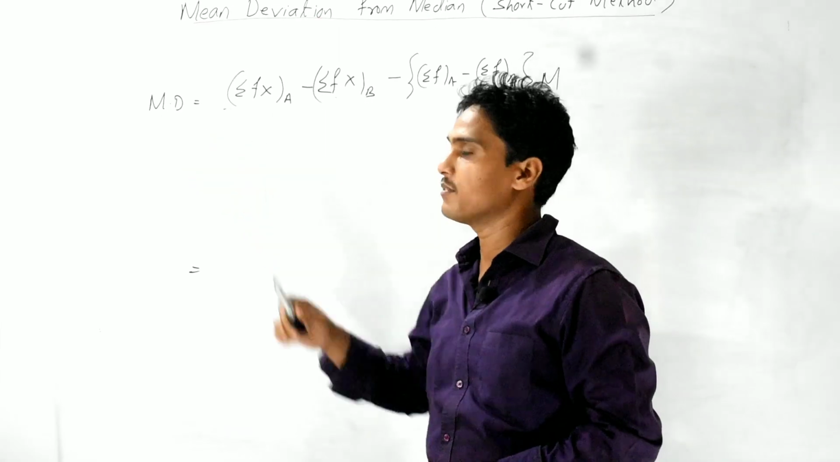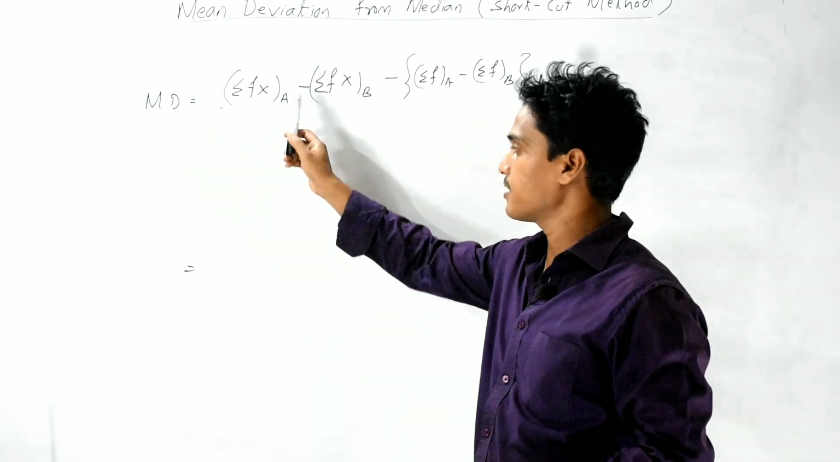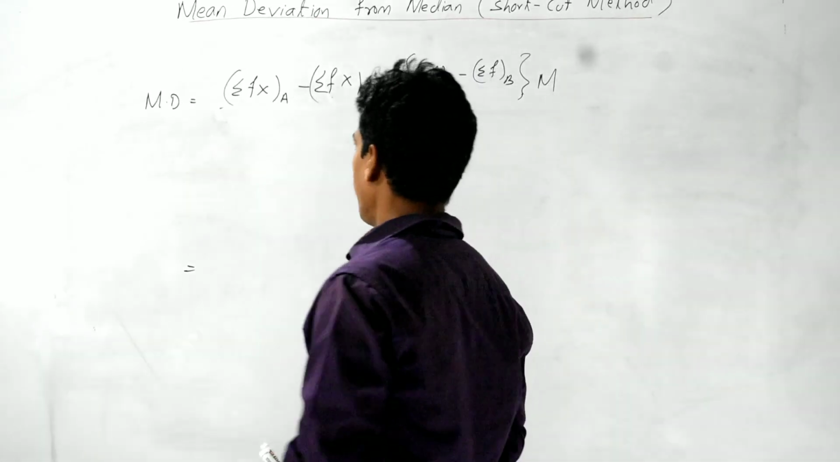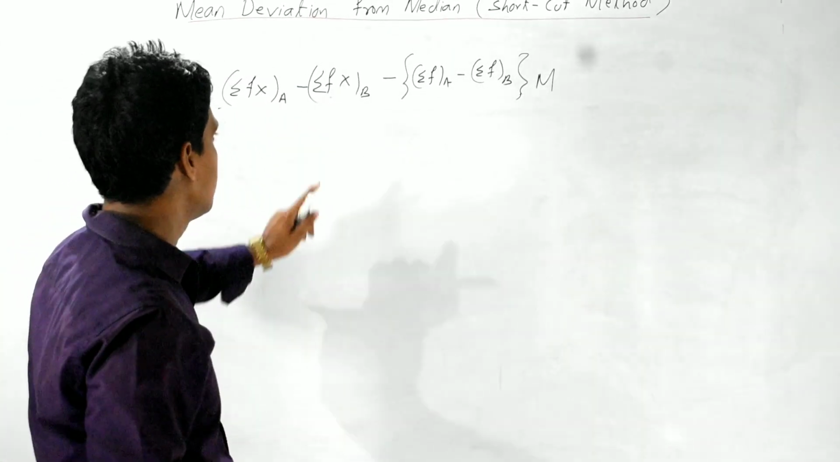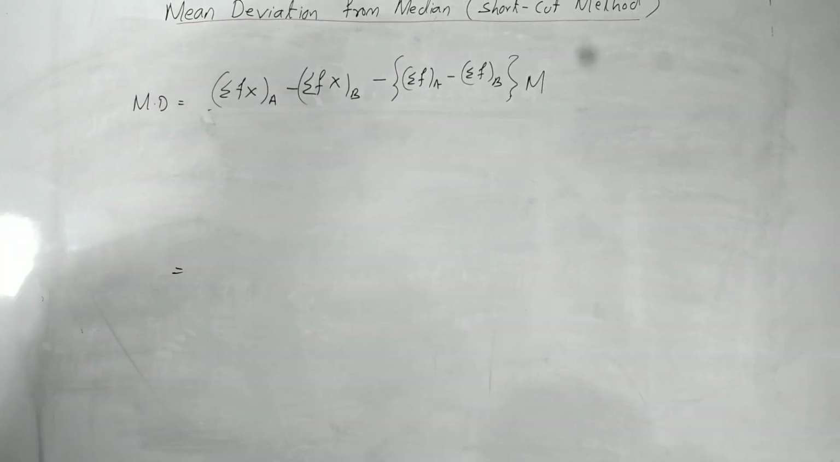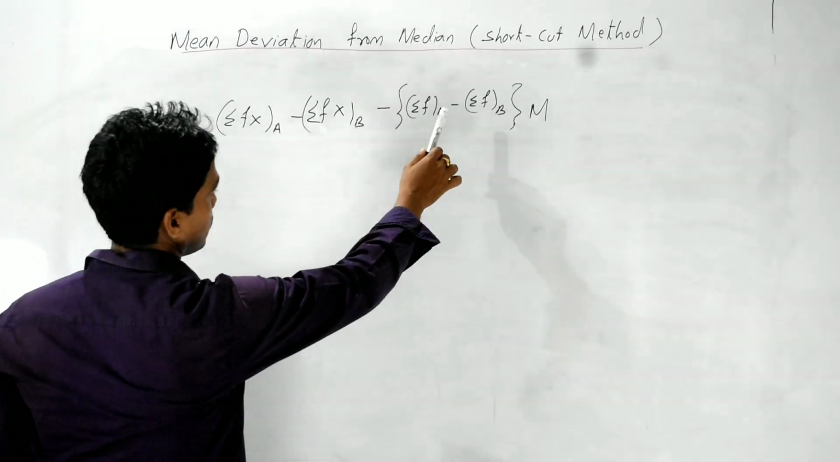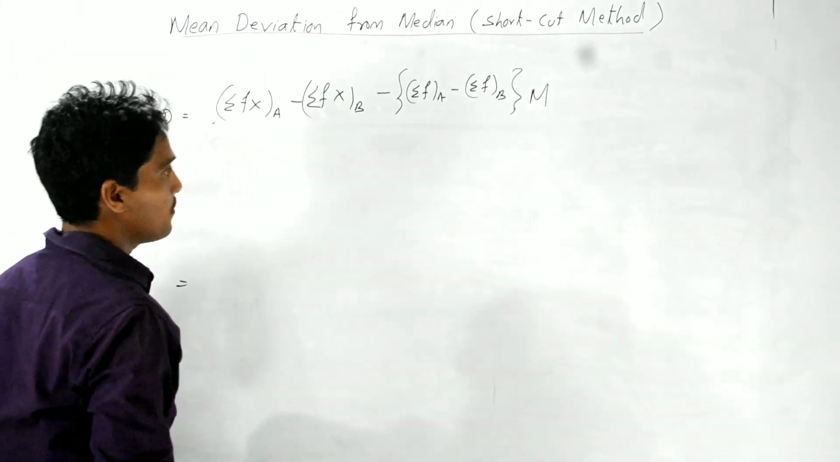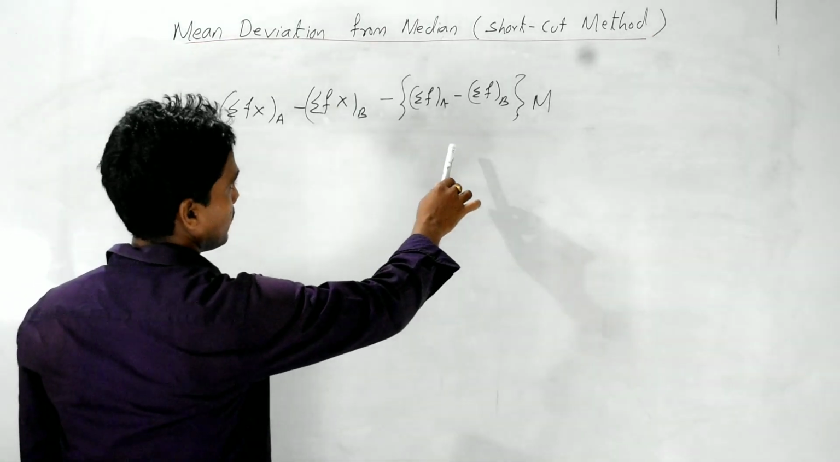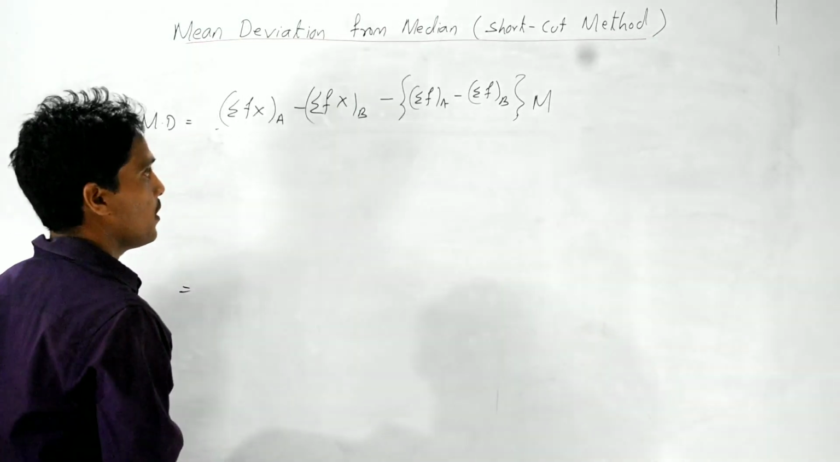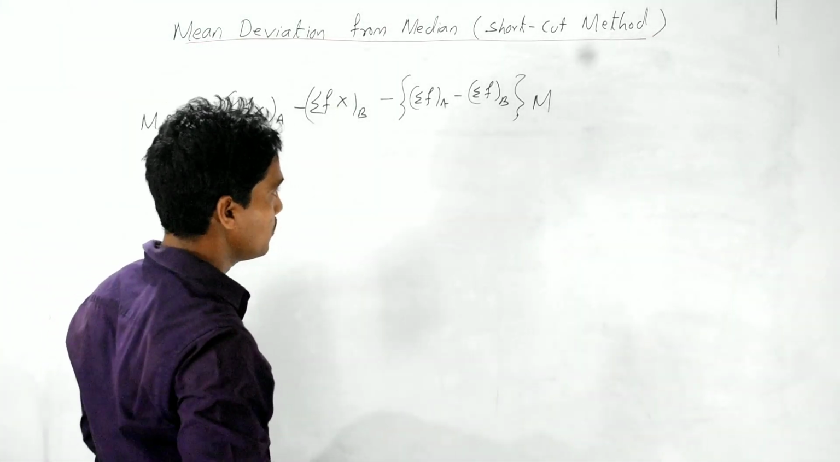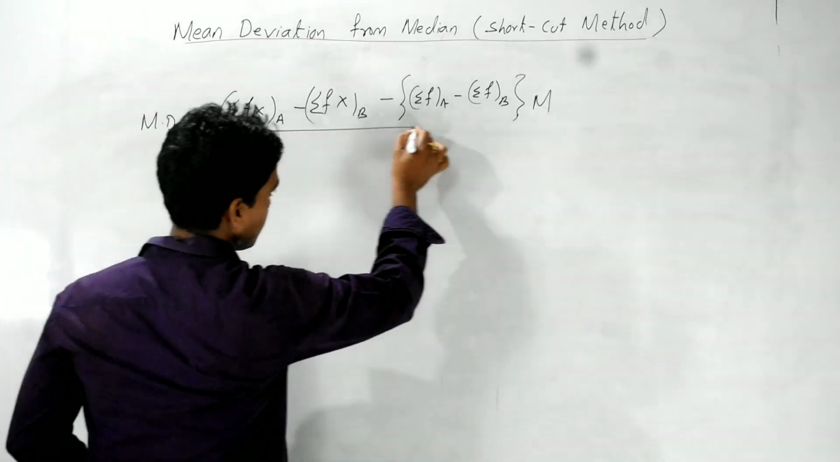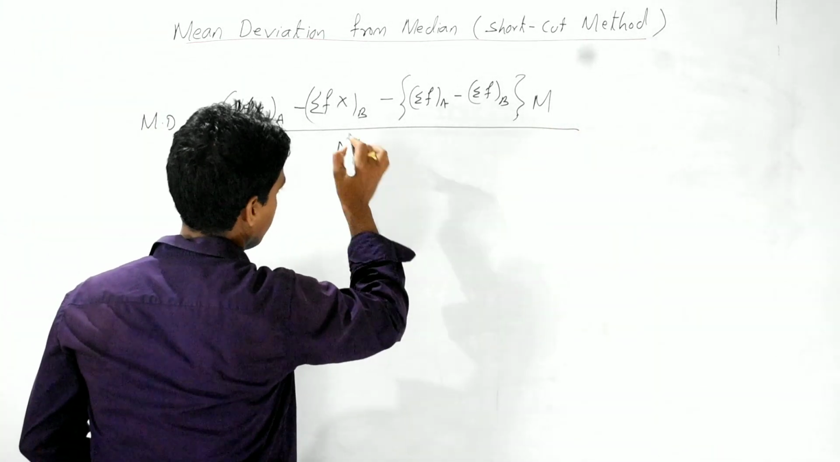Mean deviation equals summation fx of a minus summation fx of b minus summation f of a minus summation f of b whole into median divided by n.